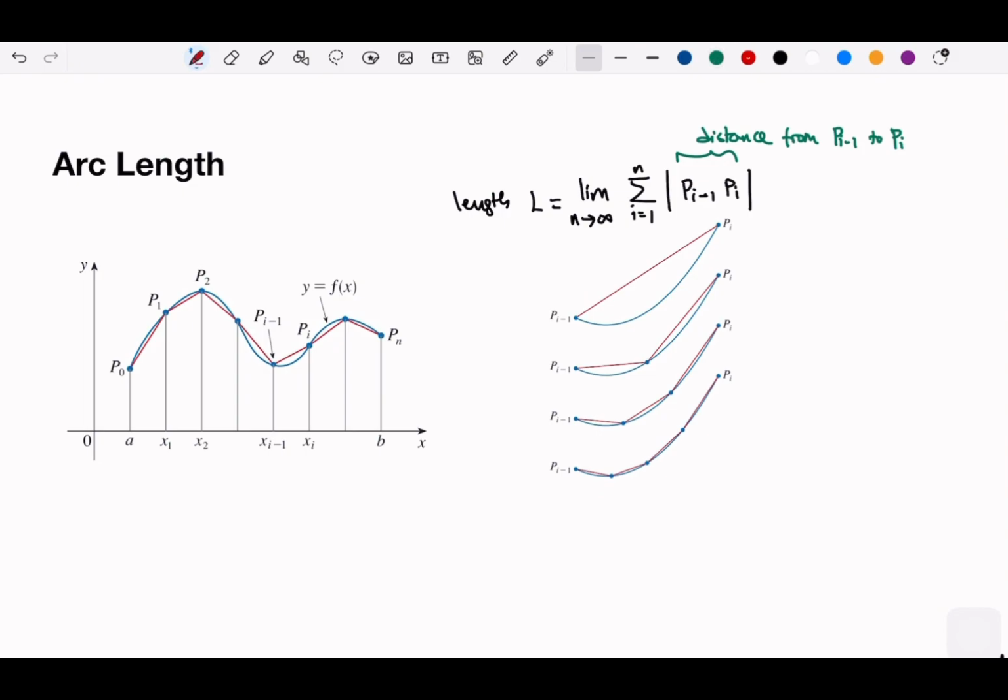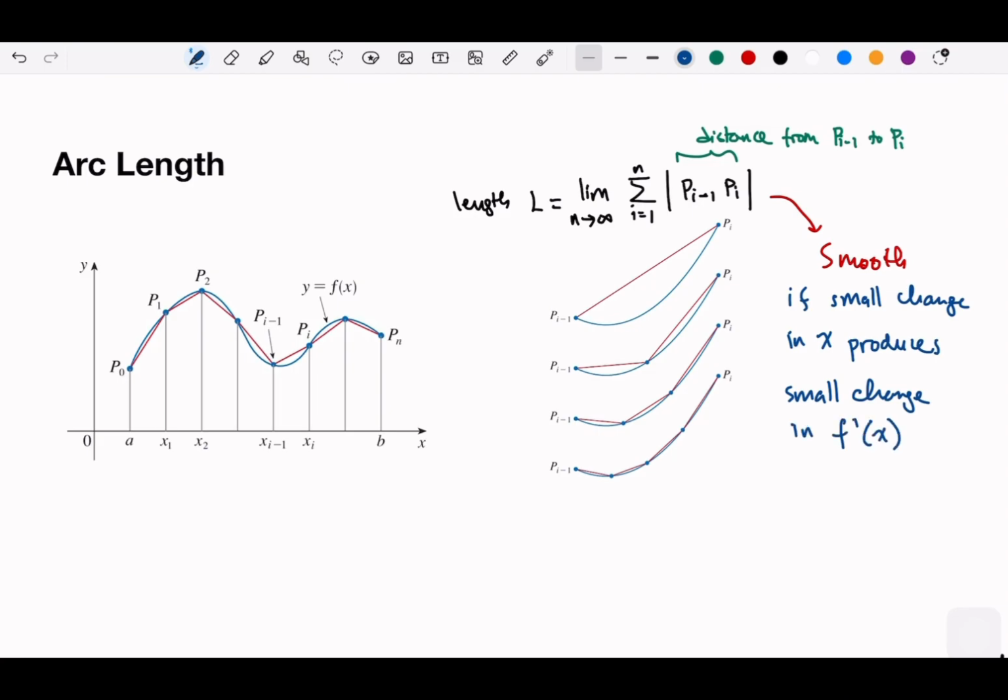So we call the curve smooth if a small change in x produces a small change in f prime of x.